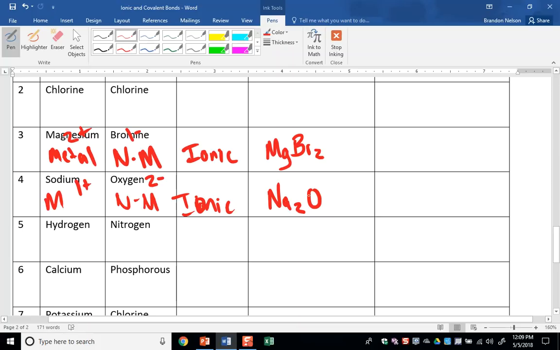For hydrogen and nitrogen, hydrogen is a nonmetal, and so it lives with the metals, but it behaves very uniquely. It behaves in its own way, but it is a nonmetal, and so is nitrogen. So when hydrogen and nitrogen get together, now we're going to have a covalent bond.